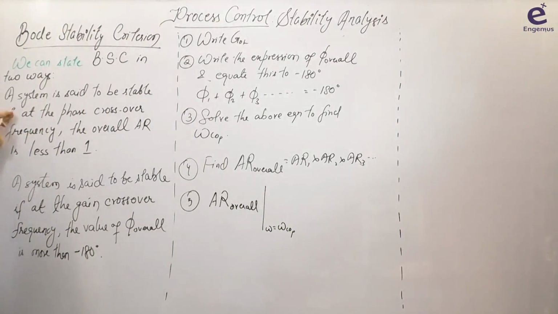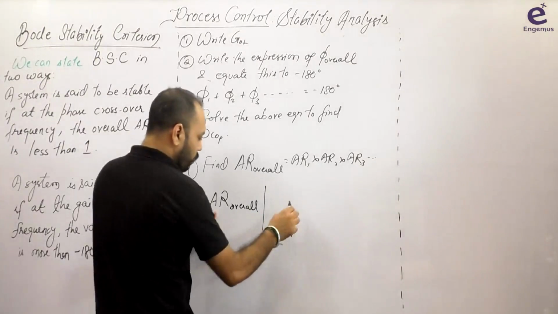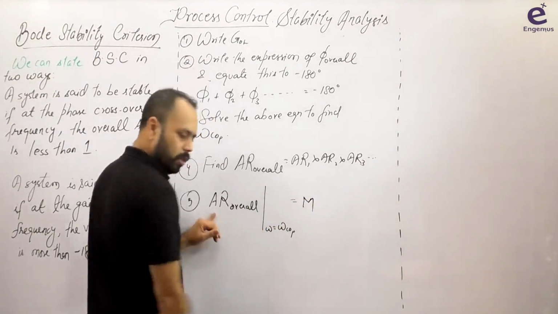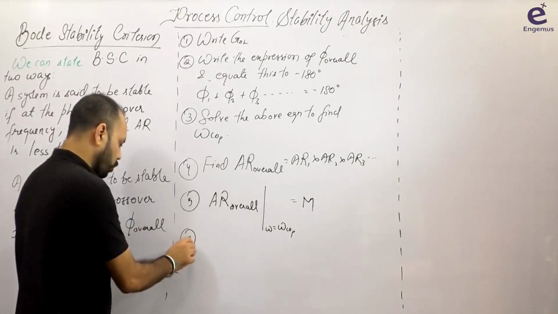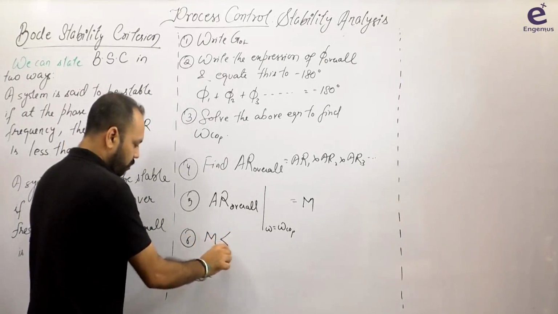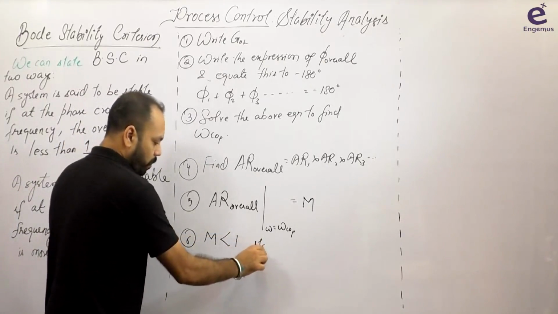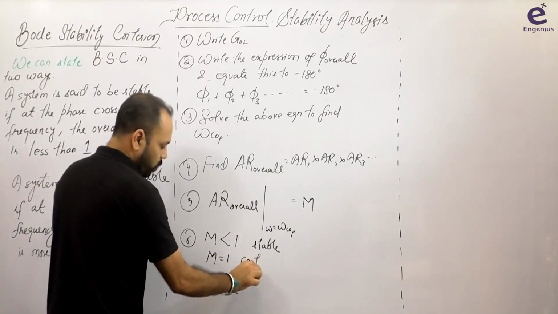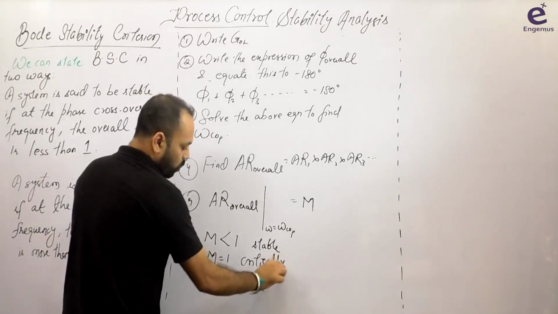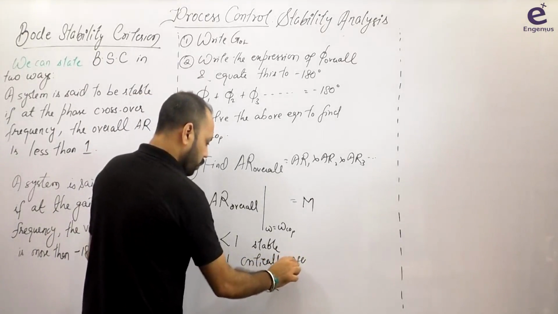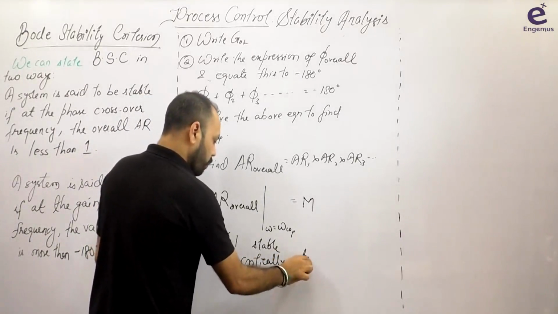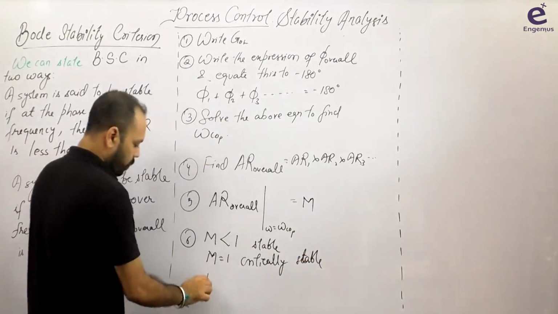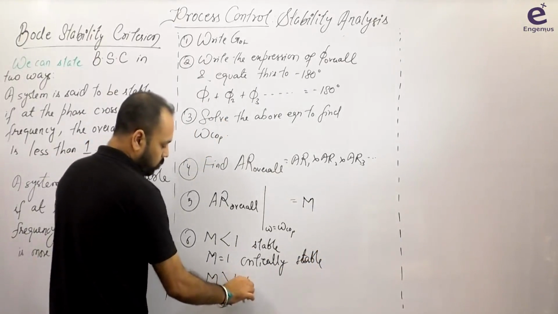A system is said to be stable if at the phase crossover frequency the value of overall AR is less than 1. Suppose you calculated this and let us call this value M. Now, sixth point: if M is less than 1, the system is stable. If M is equal to 1, the system is critically stable. You know the meaning of critically stable? Sustained oscillations. And if M is greater than 1, then the system is unstable.